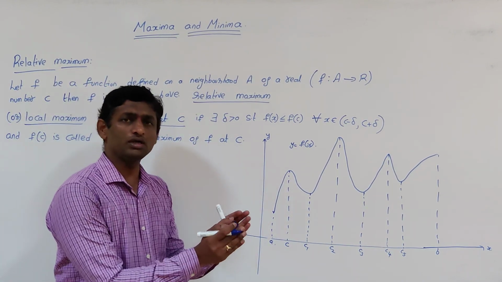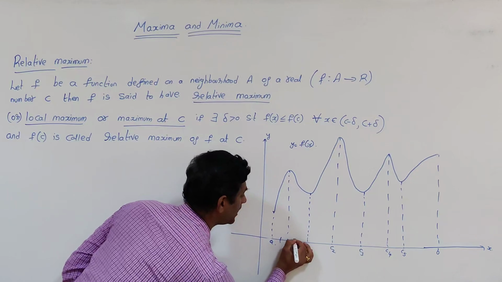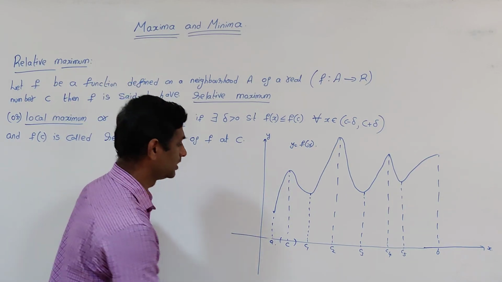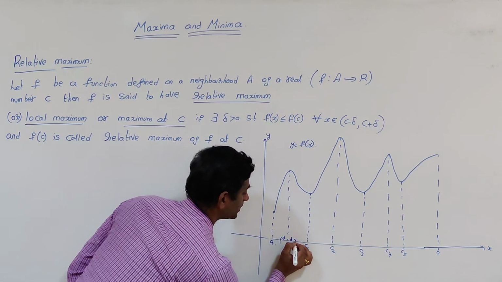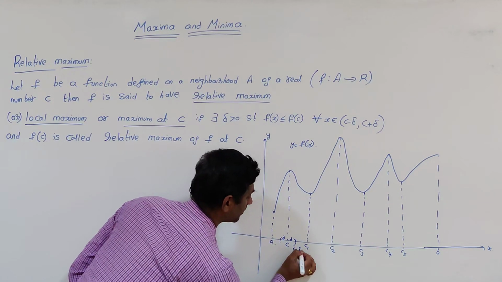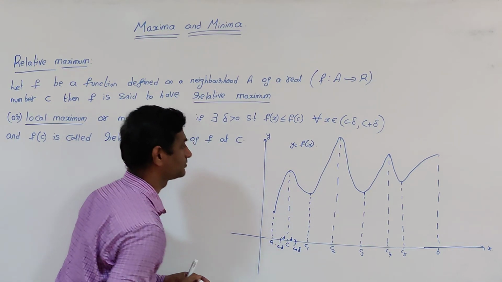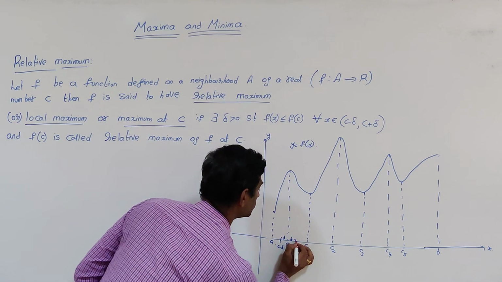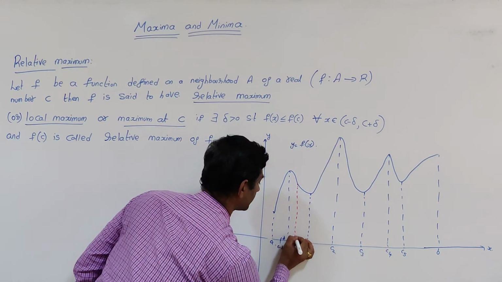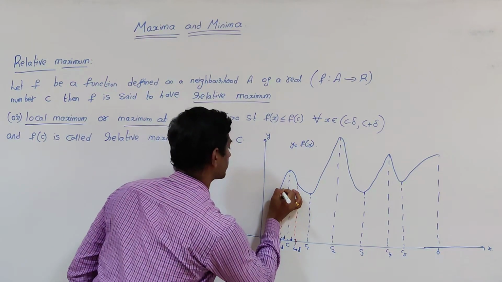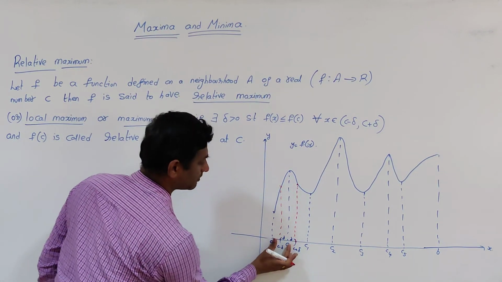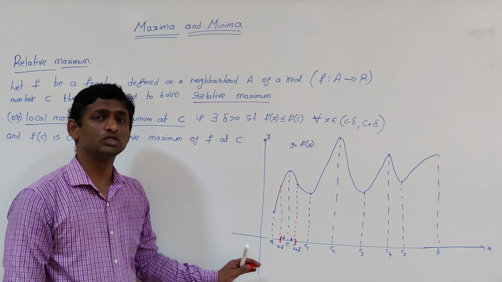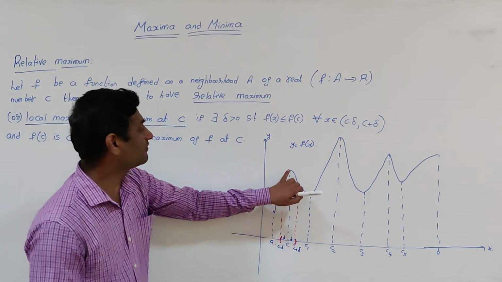If you choose a small neighborhood of C, which are nearby values of C within some delta distance, then this point will be C plus delta and this point will be C minus delta. Within this small interval, all the values should be less than f of C.